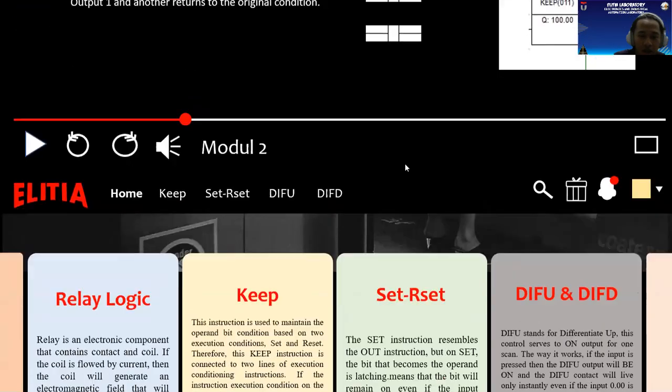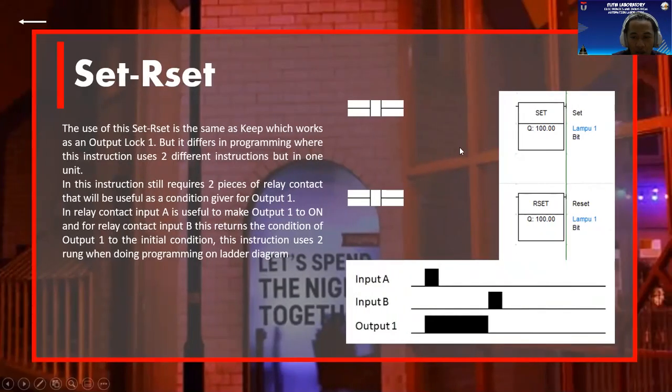Okay, next is set reset. Yes, the difference is set reset. If keep uses just one rung, if we use instruction set reset, we use two rungs.